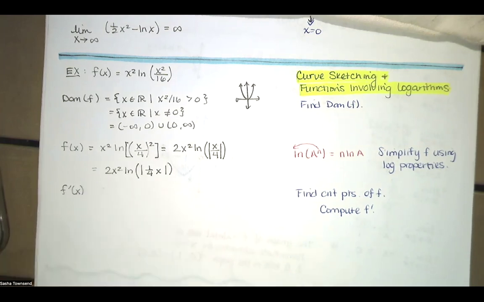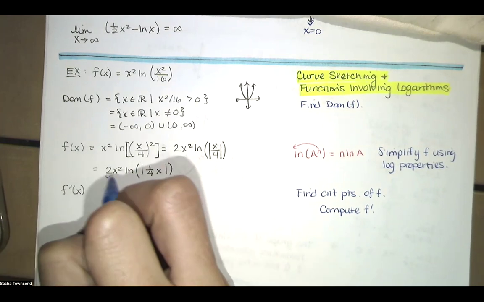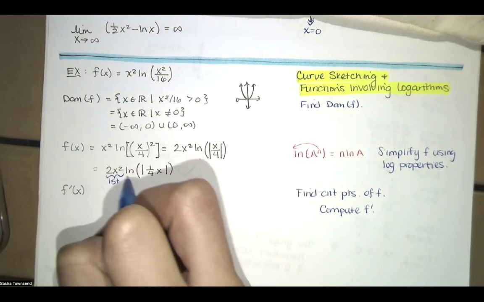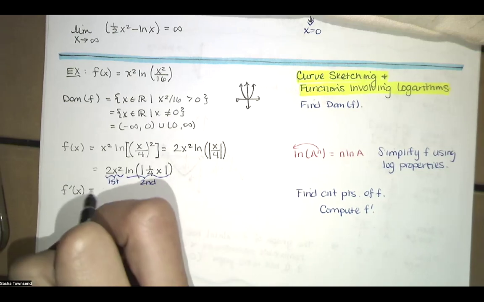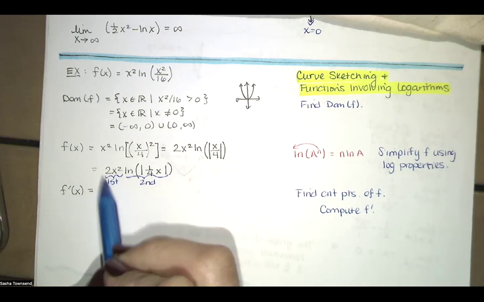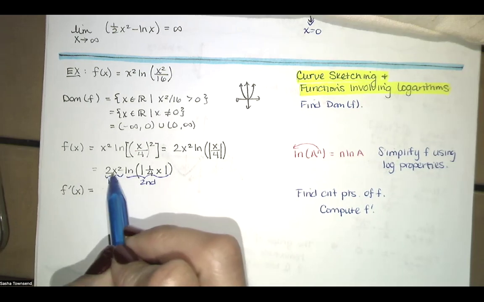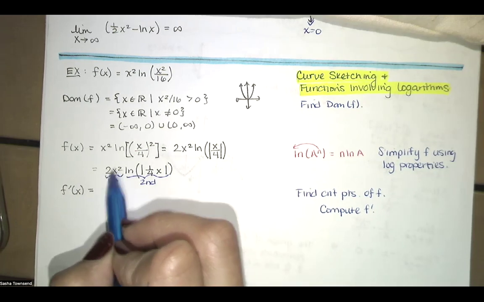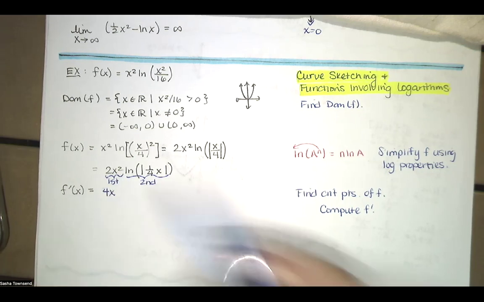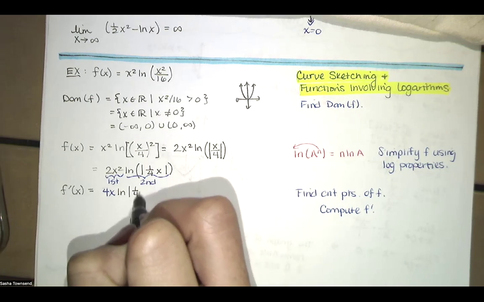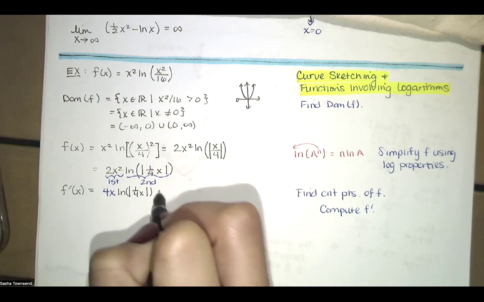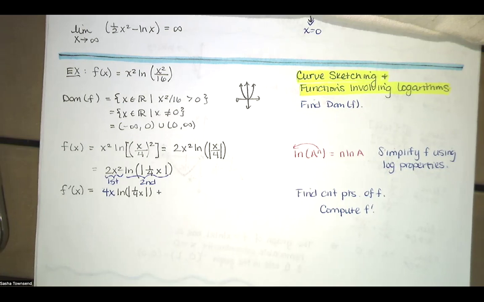Now, computing f prime requires a product rule. We've got a first function here and a second function here. The derivative of a product is the derivative of the first. So that's 2 times the derivative of x squared. So 2 times 2x, which is 4x, times the second, undifferentiated, plus the derivative of the second.